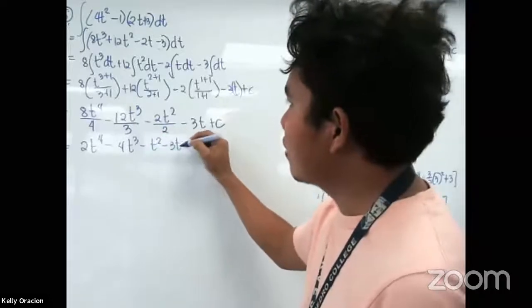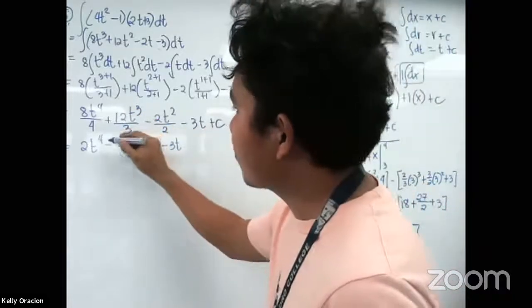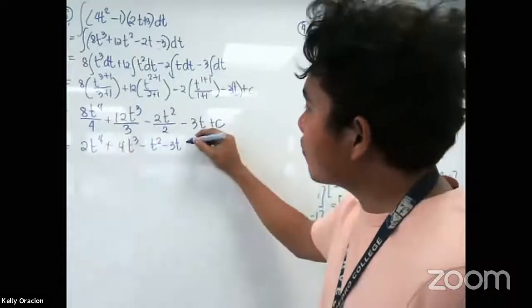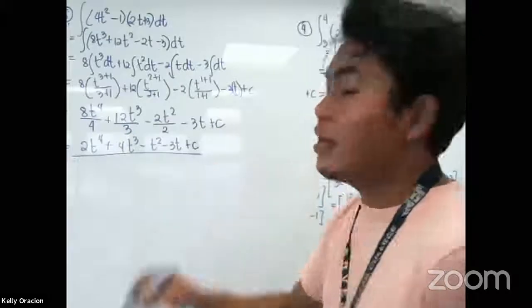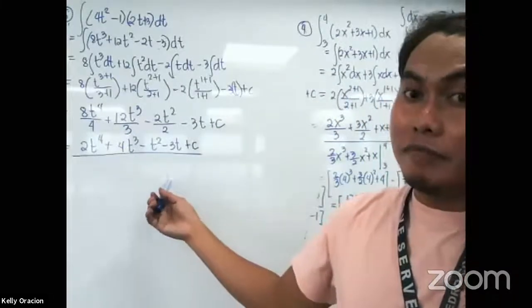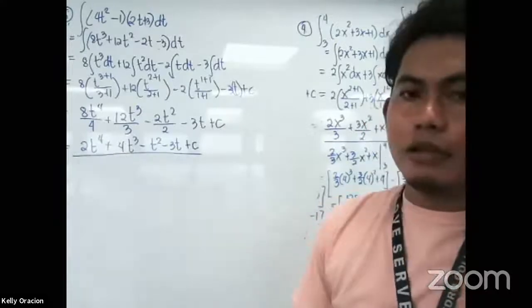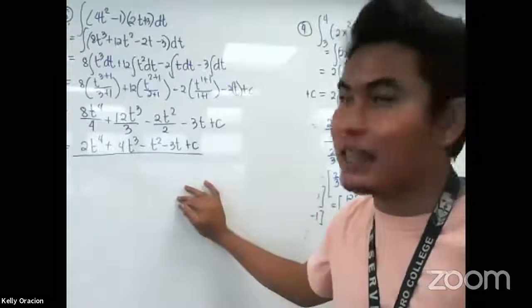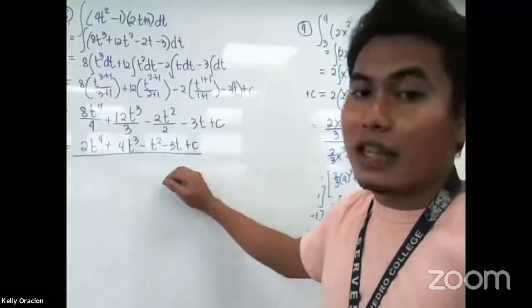minus 3t. Ay, plus dahil, sorry. Nalibat ko ha, mali ko. Plus dahil, plus. Okay? And this is now your answer. Again, ito na yung sagot ninyo. Plus dahil, nakalimot ko. So ito na yan siya. This is now the indefinite integral. Okay? This is now the indefinite integral.